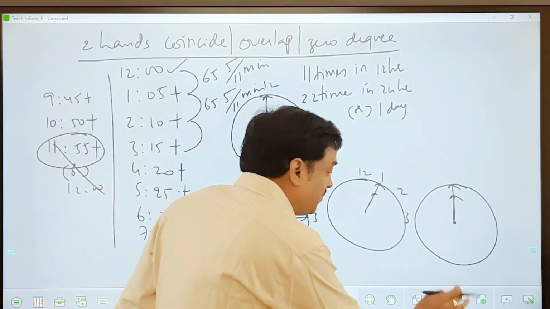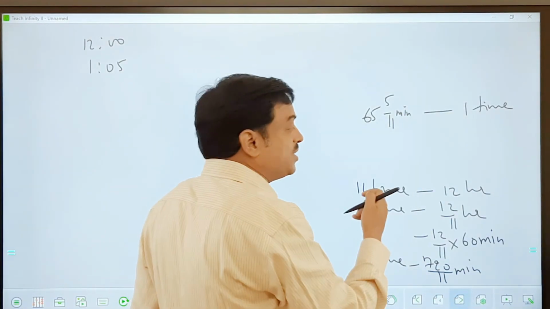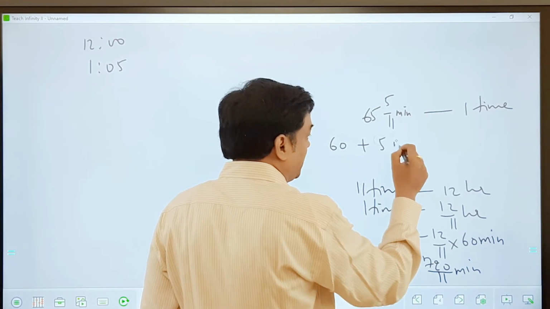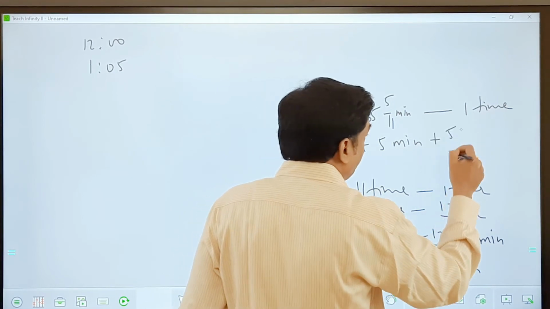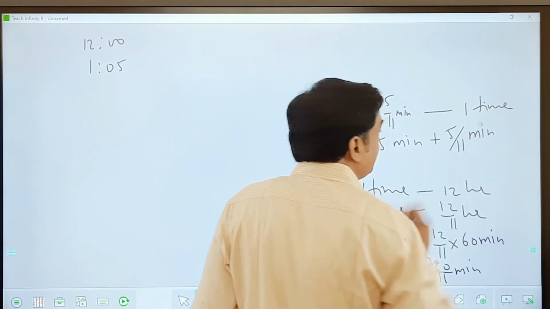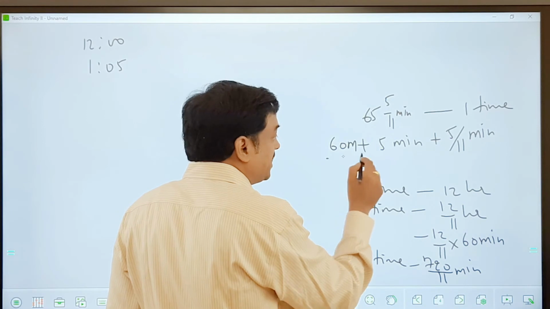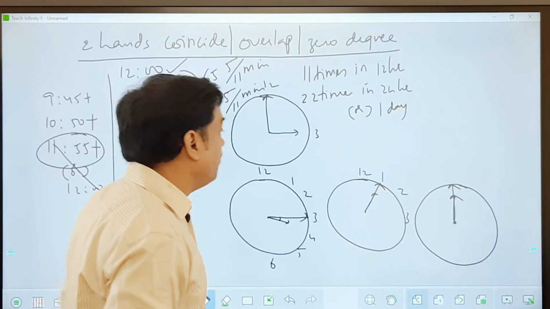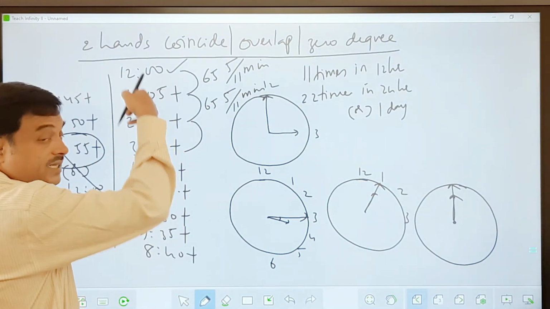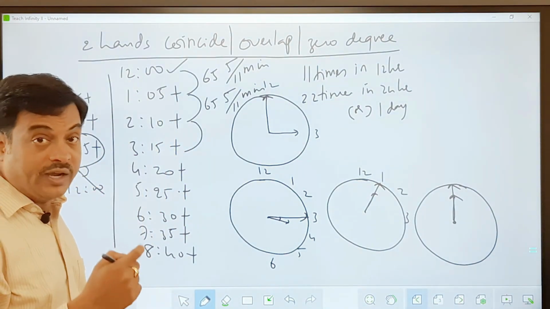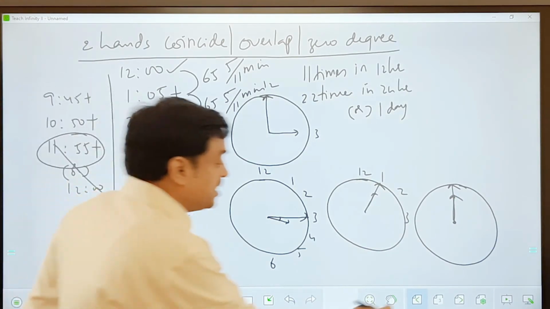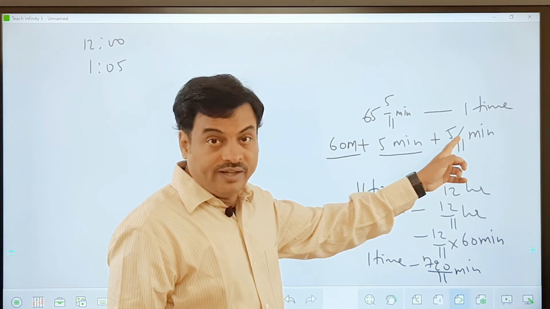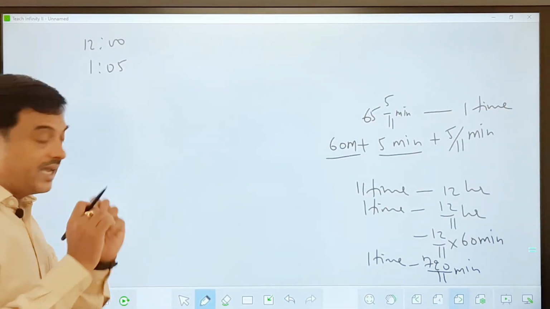And further, if you try to understand what this breakup is all about: if I break this number, it is 60 minutes plus 5 minutes plus 5 by 11th of a minute. So 60 minutes, we all know, is nothing but 1 hour, plus 5 minutes. You can see this comparison now: 1 hour 5 minutes. And what is this plus? This plus is nothing but the 5 by 11th part of the minute. Now try to understand this calculation.